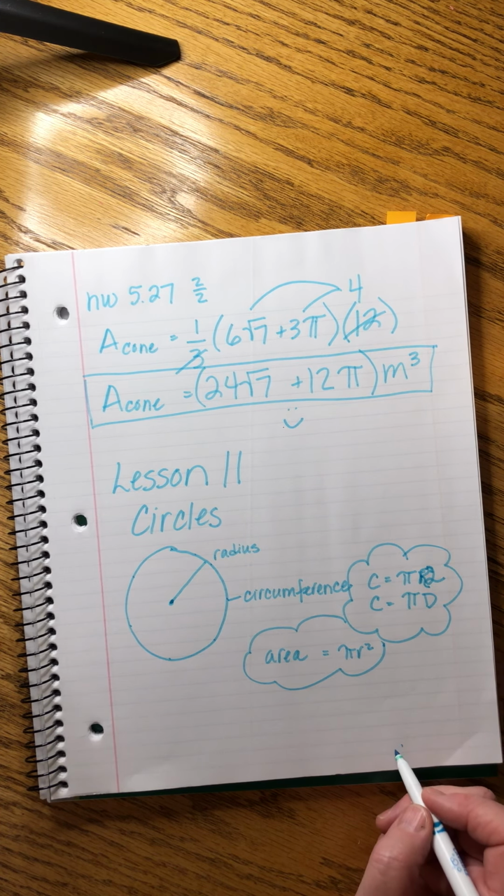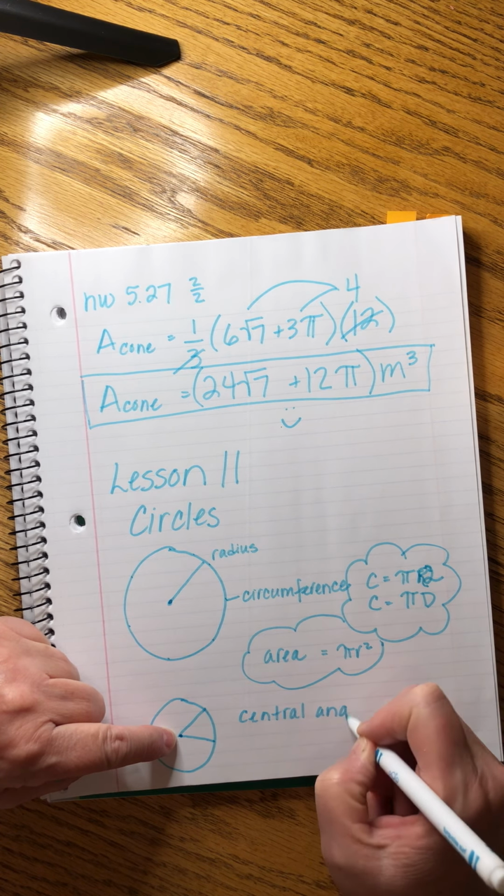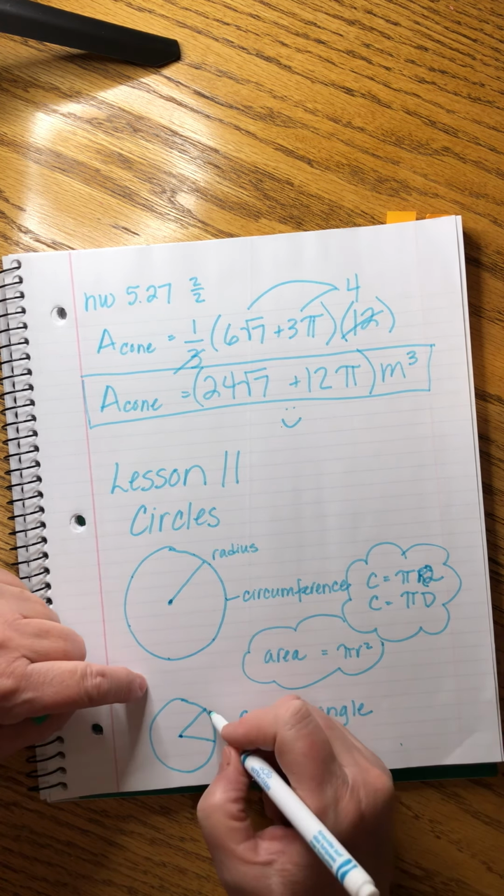Okay. If we have two radii forming an angle, we call that a central angle. And this is called the intercepted arc. When we have a central angle, the measure of this angle and the measure of the intercepted arc are the same. Okay, that's with a central angle.